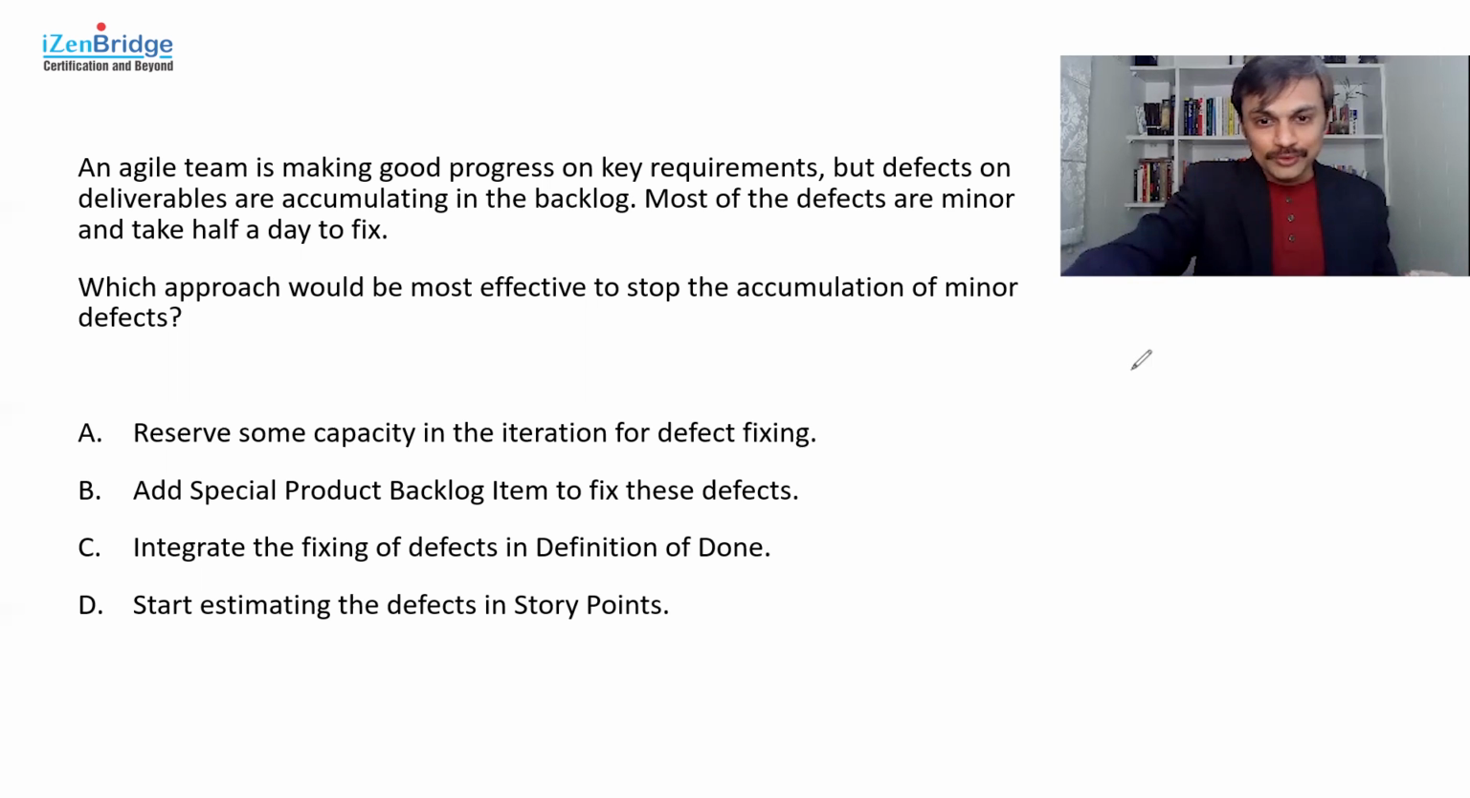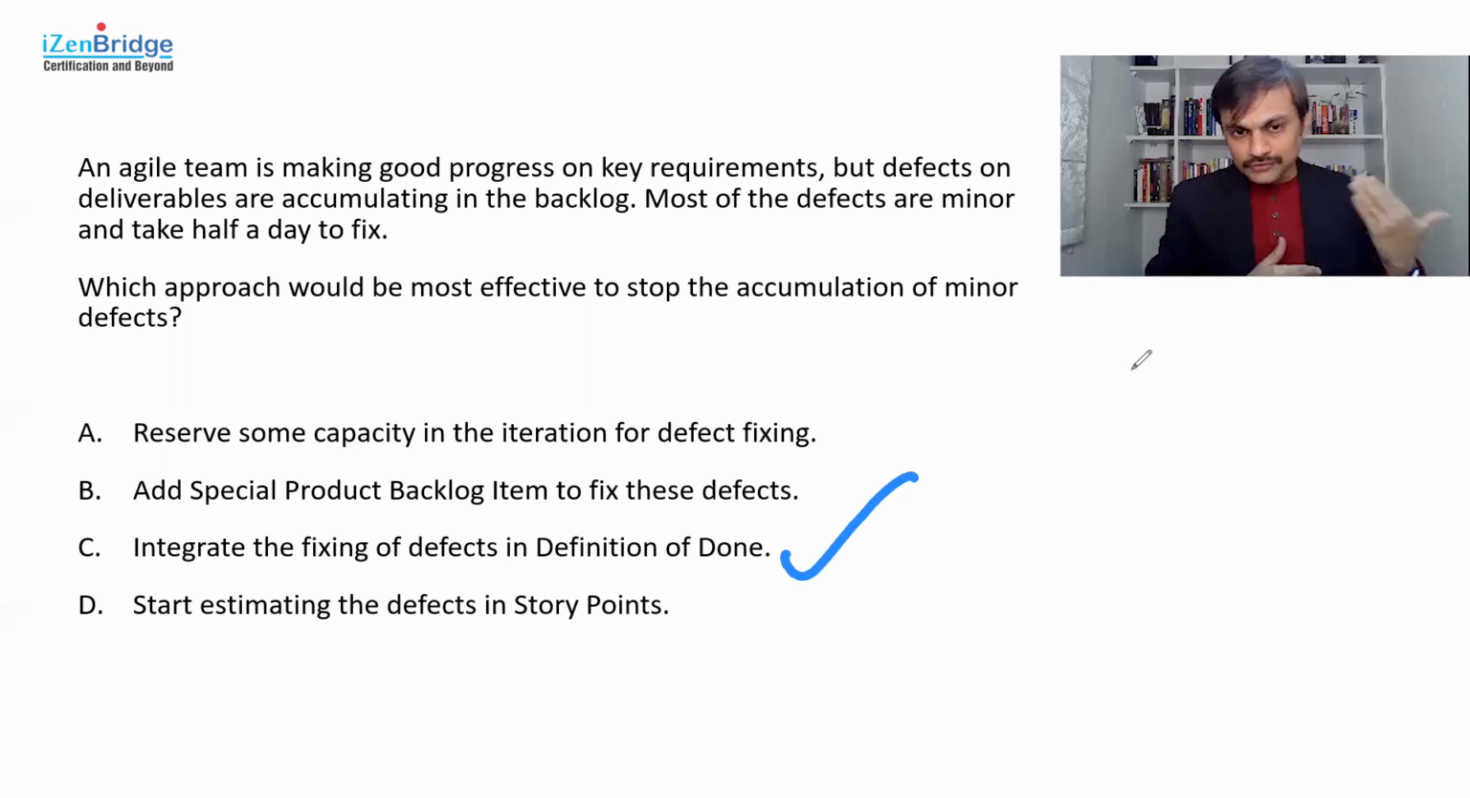In my view, I will go with option C, and let me explain why I think so. I do believe that the remaining three options have some value, and they can probably help us in reducing the defects, not necessarily the accumulation of defects, but they can definitely help in reducing the defects. So let's go one by one. Reserve some capacity in the iteration for defect fixing.